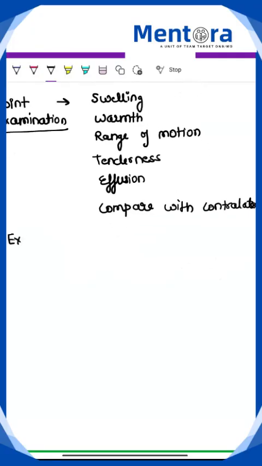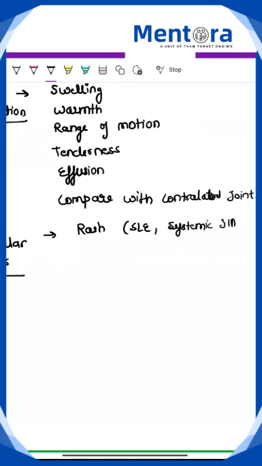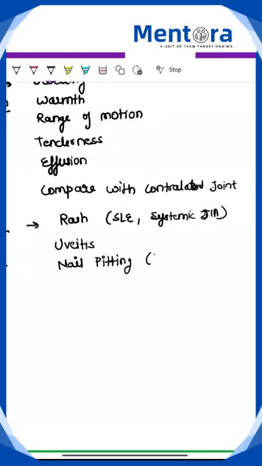Also check for extra-articular sign. Rash, which is seen in case of SLE and systemic JIA. Uveitis. Check for nail pitting. Nail pitting is a feature of psoriatic arthritis.